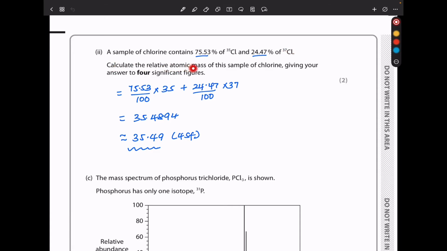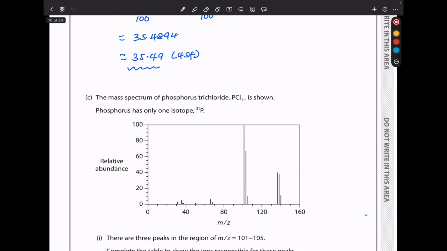They say calculate the relative atomic mass of this sample of chlorine, giving your answer to 4 significant figures. So to find the relative atomic mass, it is going to be the percentage of this times 35 plus the percentage of that times 37, divide everything by 100, and I get 35.4894. Since they want my answer to 4 significant figures, I rounded off to 35.49, and that was my answer.